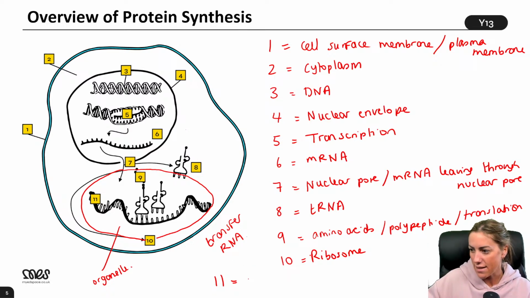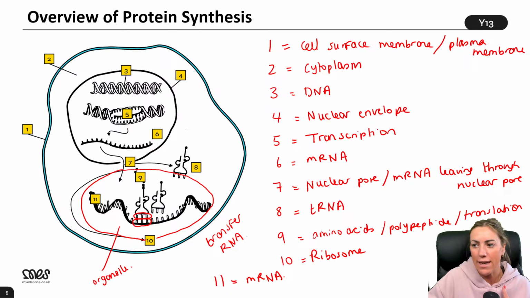Yeah, thanks, Sienna. So 11 is the mRNA. Again, can you see single-stranded mRNA? You can see here, look, the anticodon on the tRNA is binding to the codon on the mRNA. So they're complementary base sequences. You can see that single-stranded mRNA. So remember, we say the order of bases on the mRNA is ultimately determining the order that those amino acids will get put together in.